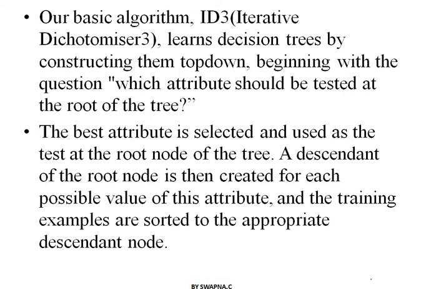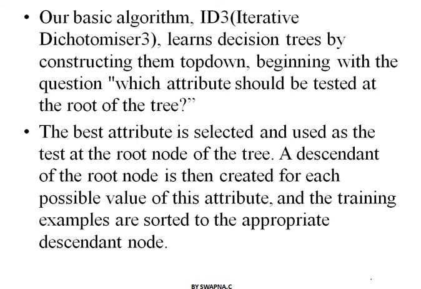Now we are starting with our basic algorithm, ID3, Iterative Dichotomiser 3. It learns decision trees by constructing them top-down, beginning with the question: which attribute should be tested at the root of the tree? Generally in decision trees, all the attributes are taken as nodes, and the branching from one node to a descendant node is represented by the possible values of that attribute.